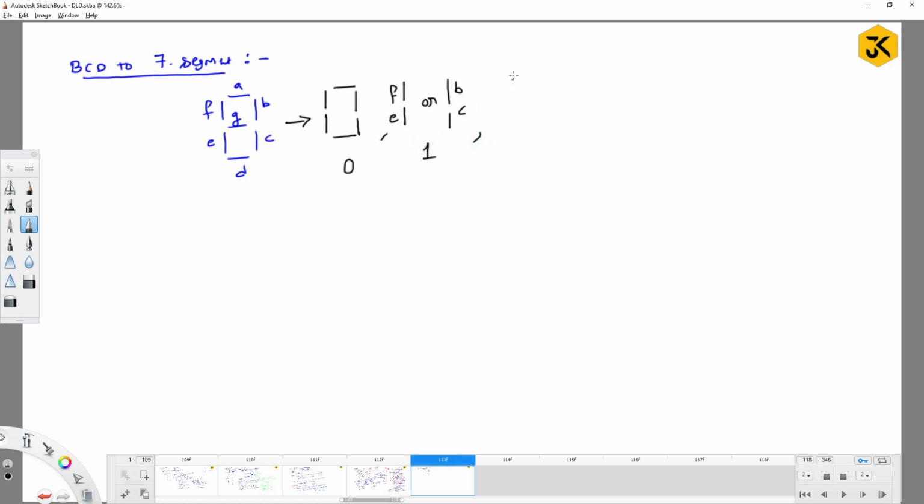Similarly, if I would like to construct the number 2, can I use A, B, G, E, D? So this is what I can call number 2. Similarly, you can construct all the numbers.